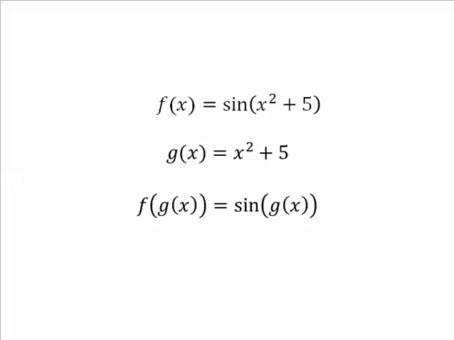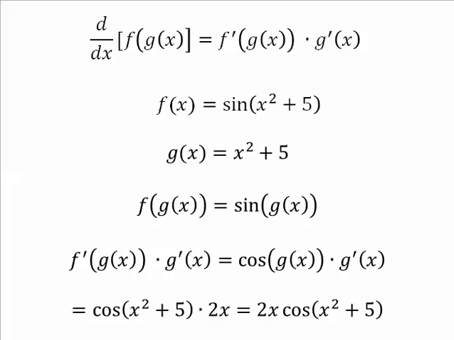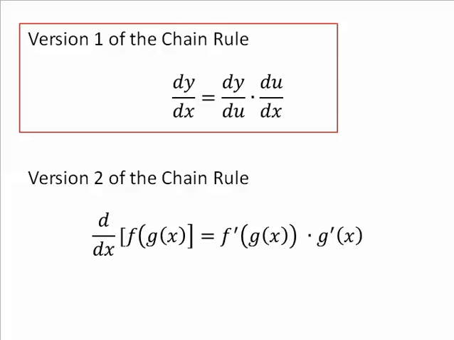And so what I have is a composition. f of x is f of g of x, where g of x equals x squared plus 5. And then using version 2 of the chain rule, I just have that the derivative is cosine of g of x times the derivative of g of x. I just put in what g of x is, and I put in what the derivative of g of x is, and then I clean it up. Personally, my preference is version 1 of the chain rule, and you'll find that I use that primarily.